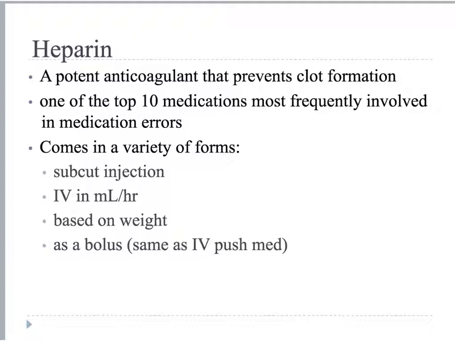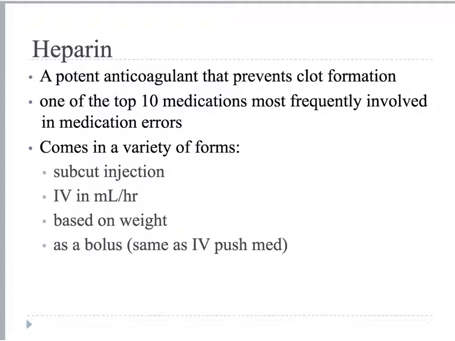Our second form is an IV. If we're looking at an IV, this is going to be in milliliters per hour. We would not use drops per minute for heparin because of how strong the medication is. We want to use the IV pump that's going to control that rate as close to what we need it to be. So if I'm calculating milliliters per hour, we're going to round to 1 decimal place because that's how I can set the pump.